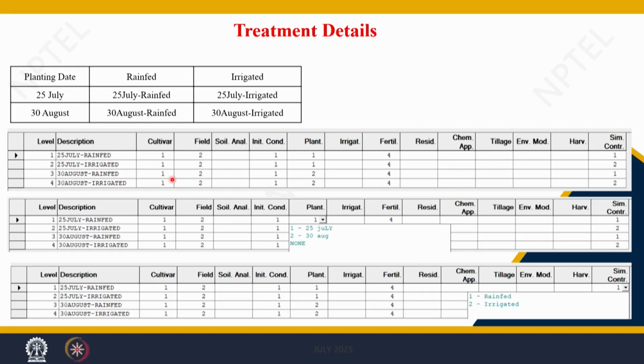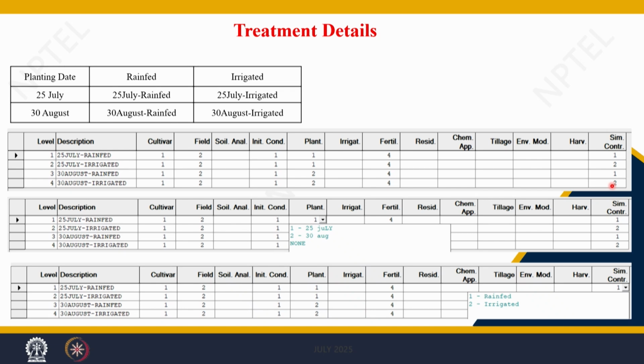Accordingly, you can see in the simulation control, for the 25 July rain-fed, 1 stands for the rain-fed conditions, and for 25 July irrigated, 2 is for the irrigated conditions. Similarly, for 30 August rain-fed we put 1, for the rain-fed conditions, and for 30 August irrigated, 2 for the irrigated conditions. So, this is very essential to create the treatment file.